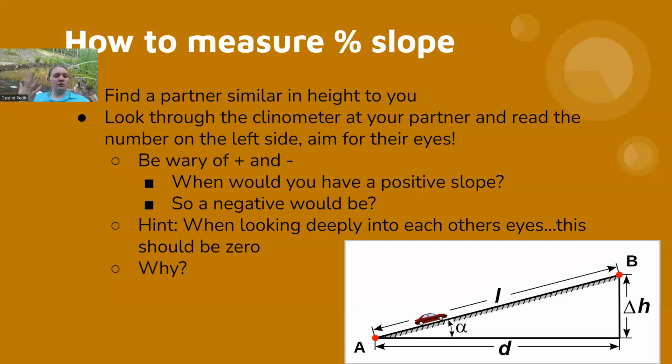So if your measurements are starting to look wrong, then maybe we need to readjust partners and make sure that our ocular heights are correct, right? So if you are the same height and you're looking directly into each other's eyes, the clinometer should read 0, because if you're at the same height, there should be no slope, right? It shouldn't be up a slope. It shouldn't be down a slope. If you truly are the same height, you should have a 0 slope.